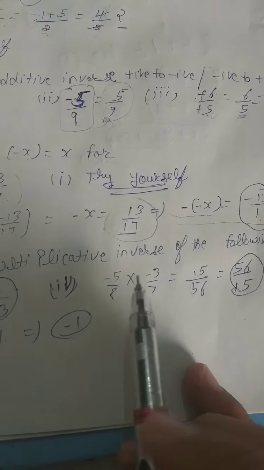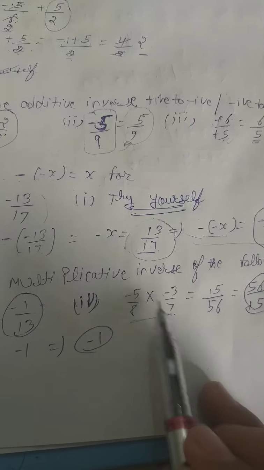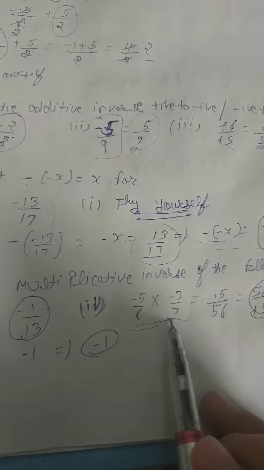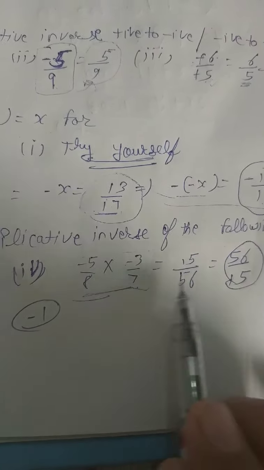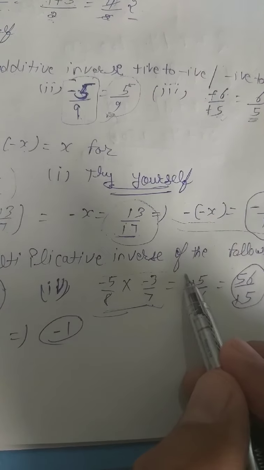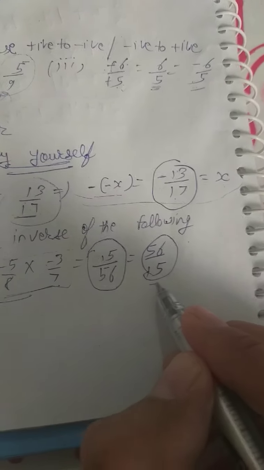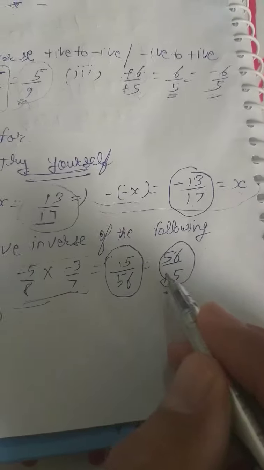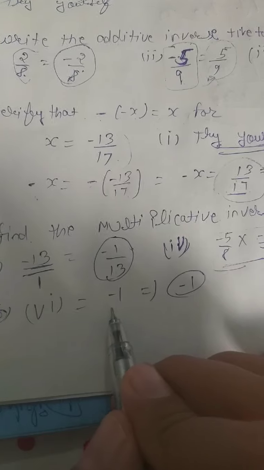Fourth part, minus 5 by 8 multiplied by minus 3 by 7. We cannot directly find the multiplicative inverse of this, so what will we do? First we will multiply. 8 into 7 is 56, 5 into 3 is 15, minus into minus is plus. So the answer is 15 by 56. So our multiplicative inverse is 56 by 15. Just reciprocal the fraction.